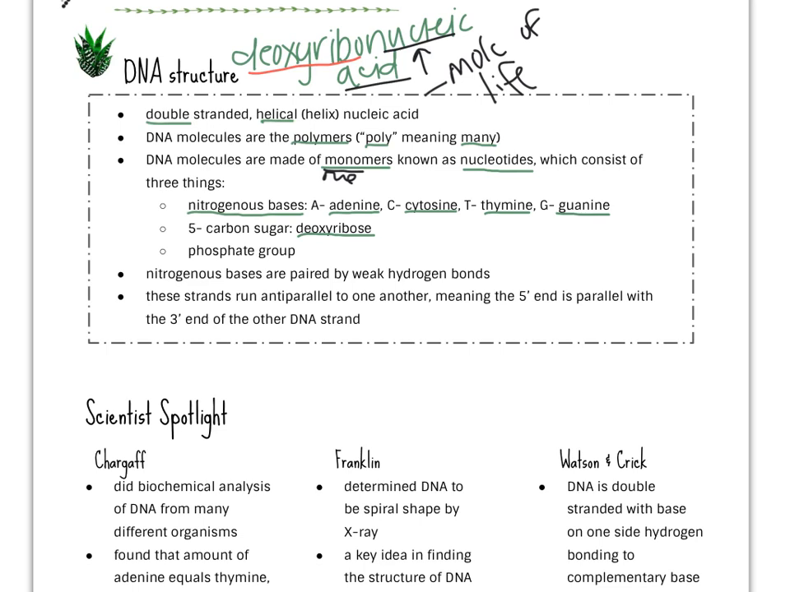So the nucleotide is made of the base, either A, C, T, or G, the deoxyribose sugar, and finally a phosphate group. And that's just what we'll call it. We won't talk a lot about the structure of it. It's just a phosphate group that connects to the sugar. And it's obviously made of phosphate.